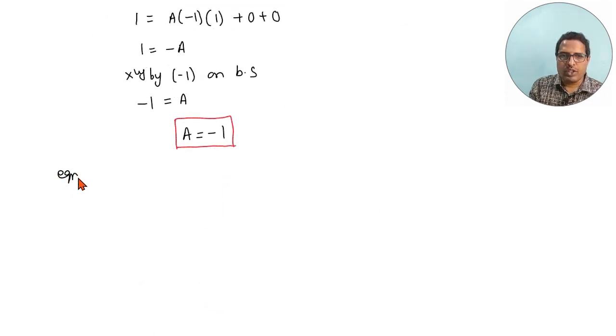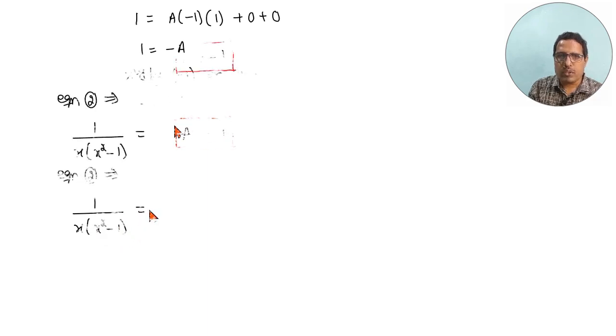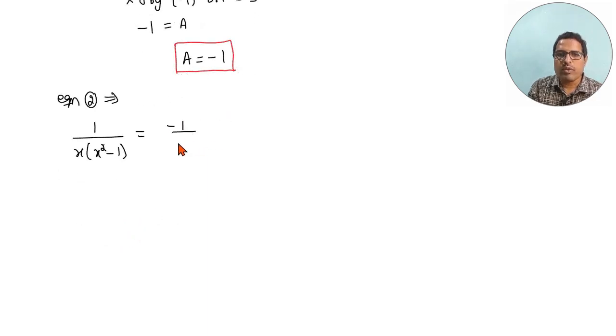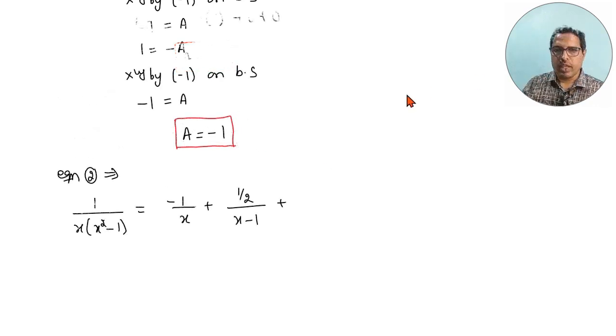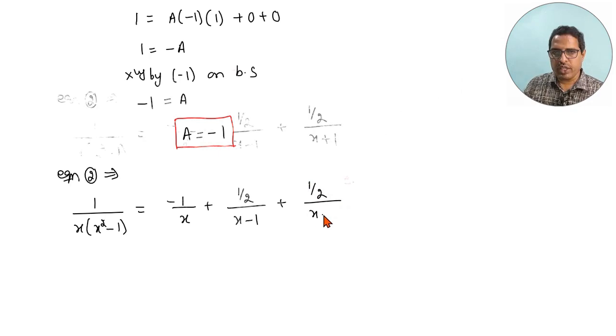Therefore, equation number 2 implies 1 by x into (x square minus 1) is equal to minus 1 by x, plus half divided by (x minus 1). The c value is also half, so plus half divided by (x plus 1).